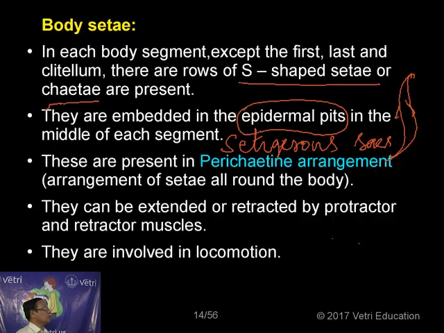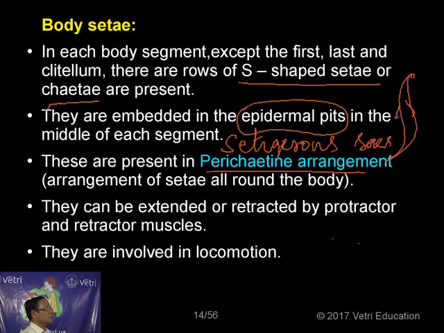Now what is the mode of arrangement? How are they arranged? They are arranged all around the body, in the form of a ring. This kind of arrangement is called perichaetine arrangement. They are found all over the body in the form of rings. Perichaetine means all around the body.